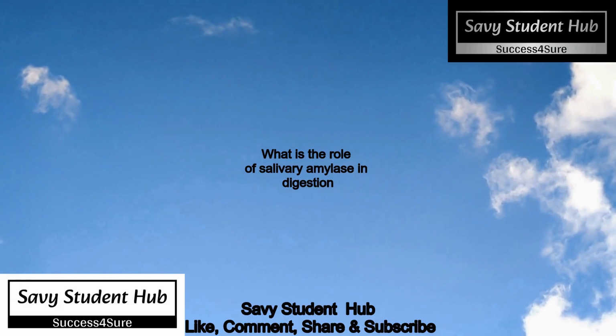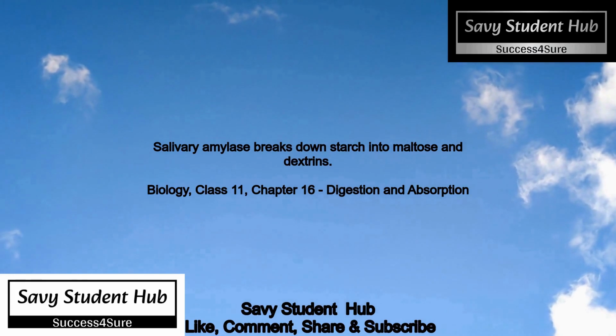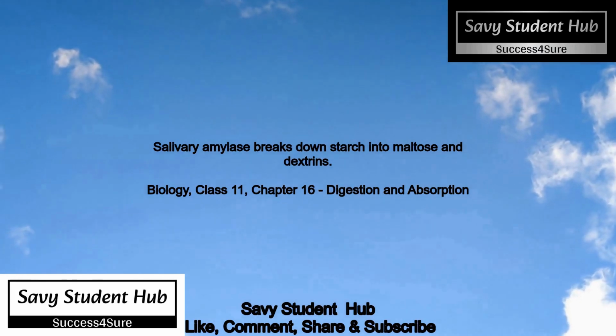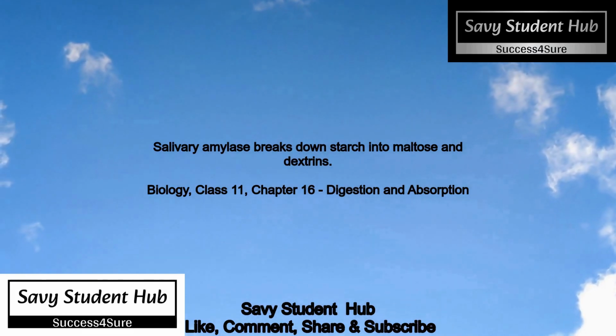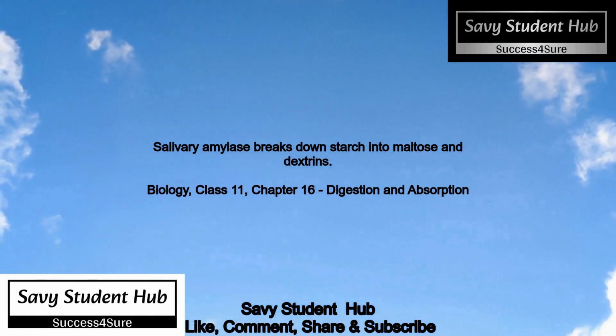What is the role of salivary amylase in digestion? 3, 2, 1, 0. Salivary amylase breaks down starch into maltose and dextrins.